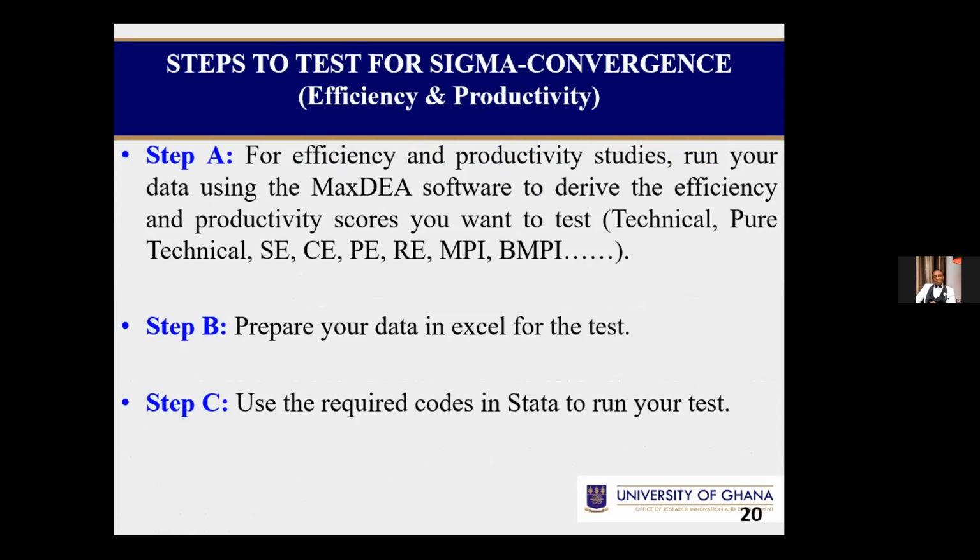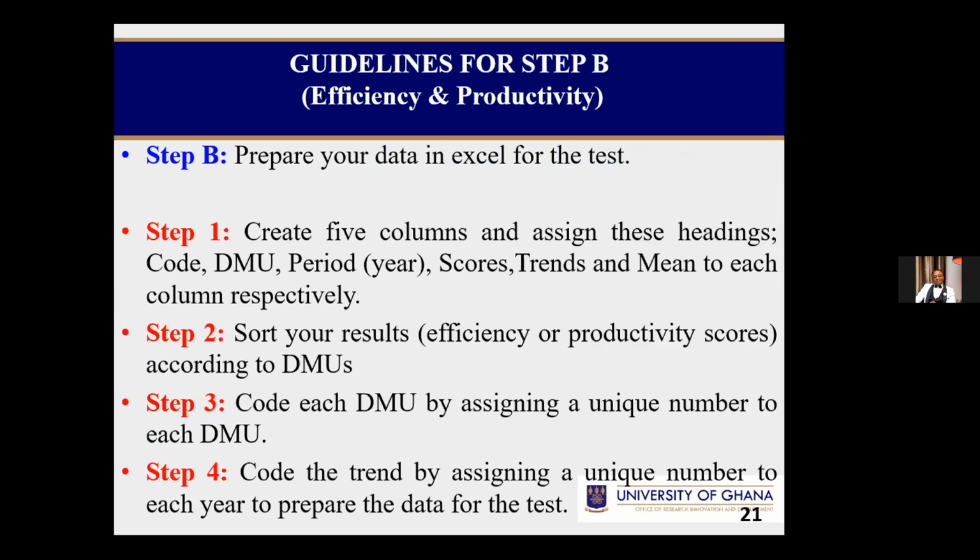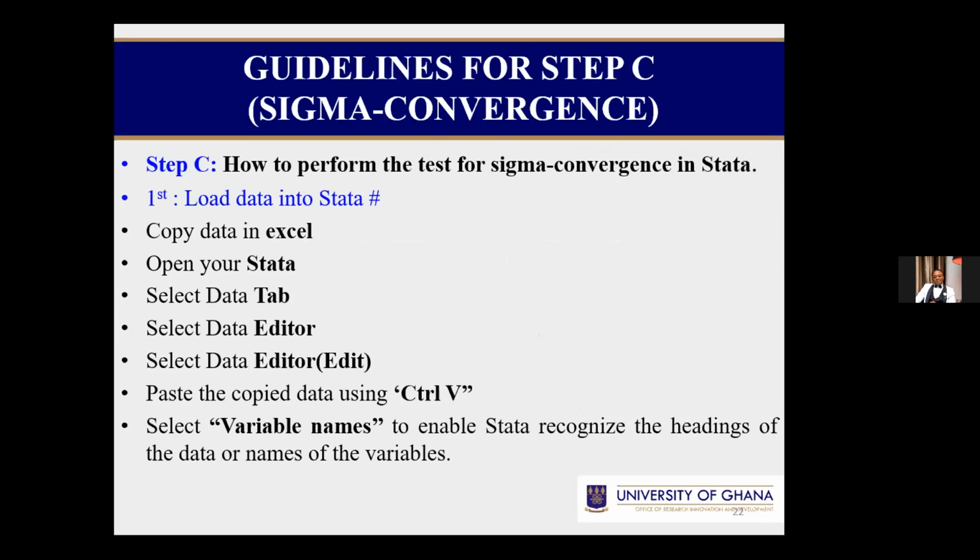So once we've written this model, in testing for beta convergence, these are the general steps. You estimate your scores, depending on the efficiency scores or productivity scores you are using. You estimate them using the MaxDEA software, then you prepare your data. I'm sure we all know how to prepare our data. Then when you are done, you use the required codes in STATA to run your test.